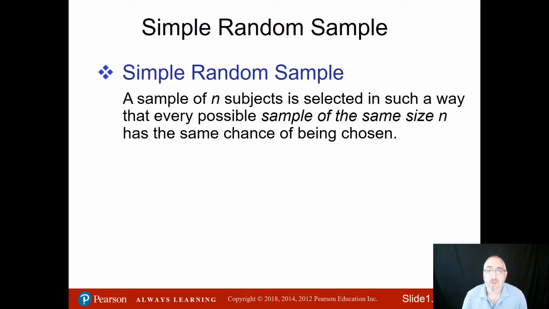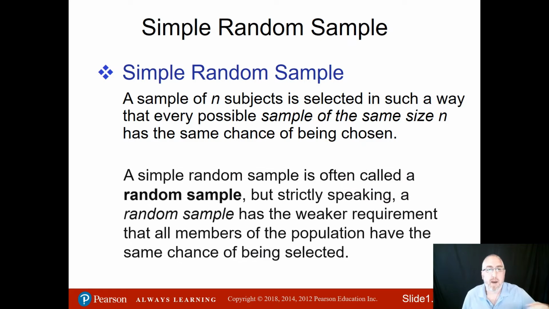So what is a simple random sample? I'm going to pop open the whole thing. A simple random sample of n subjects is selected in such a way that every possible sample of the same size n has the same chance of being chosen.